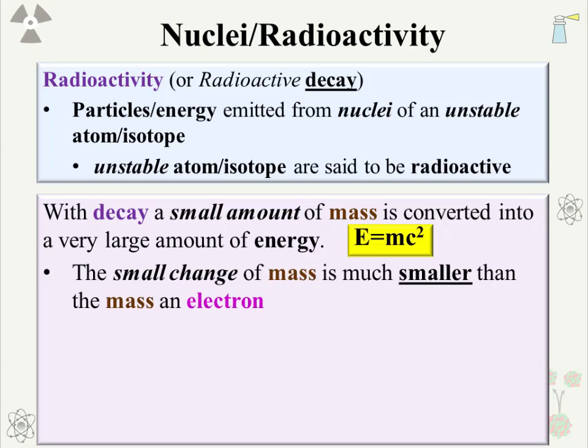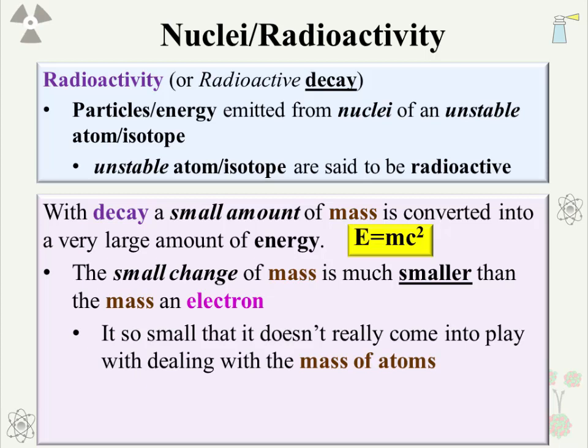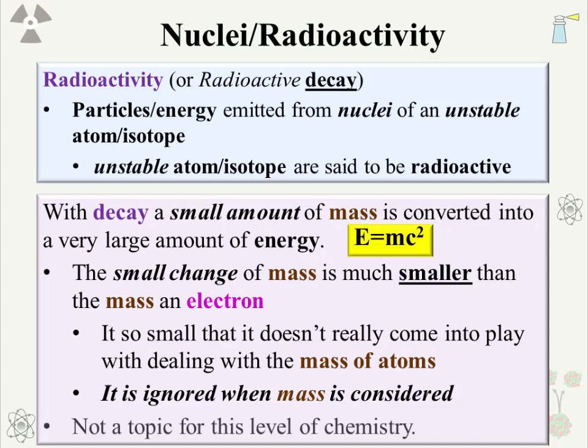In fact, it is so small that it doesn't come into play when dealing with the mass of atoms or protons or neutrons. Essentially, it is ignored when mass is considered. While we acknowledge that there is a conversion of mass, we also acknowledge that it is so small that we need not include it in our mass calculations. Yes, a bit of a contradiction there. While a very interesting topic, the tiny mass is not one explored at this level of chemistry.